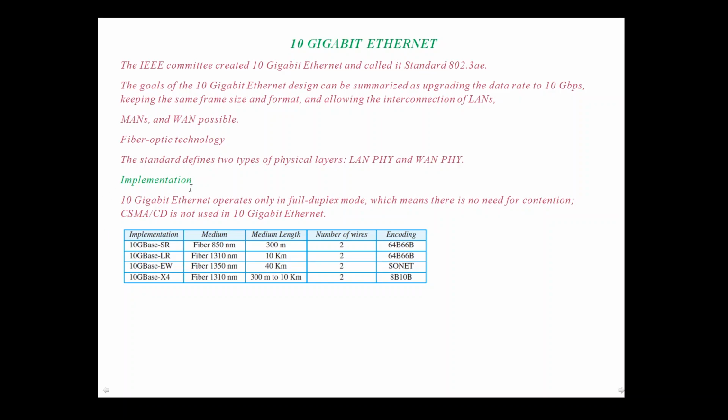Coming to the implementation part, 10 gigabit Ethernet operates only in full duplex mode, and there is no need for contention. Therefore, there is no CSMA/CD in 10 gigabit Ethernet. So here we have 10GBase-SR, LR, EW, and X4, with the medium used, the medium length, the number of wires, and the schemes used.